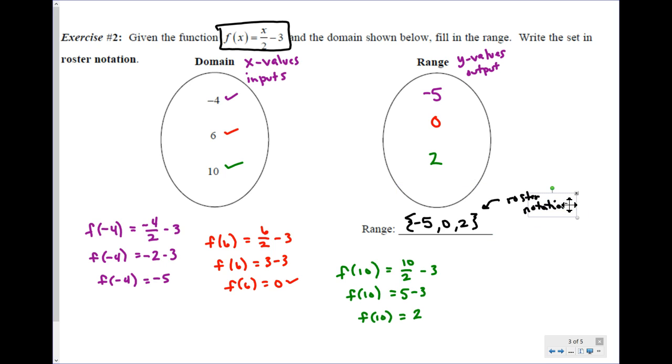-4 doesn't count, 1 doesn't count, only -5, 0, and 2 are in the range. Only those values are in the range. This is called roster notation, and we use this for individual values. Okay? So kind of an interesting notation there. I don't think this should be something you've seen new. I think this is something you've seen before, but may need to review it. Okay?